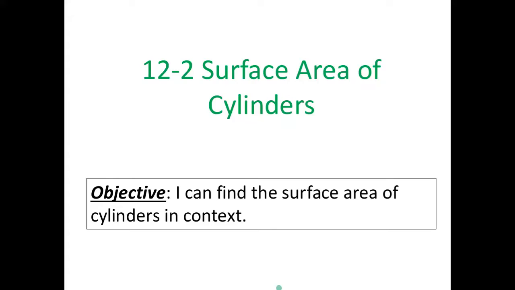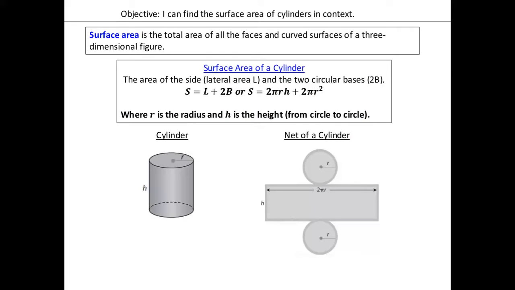All right, so today's lesson 12.2, we're only going to be focusing on cylinders today. So our can-shaped ones, where the two bases are two circles. So we're going to learn how to find the surface area of a cylinder today. This is our first time we're actually doing surface area.